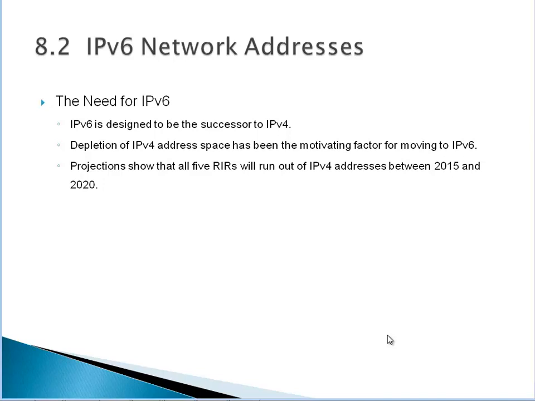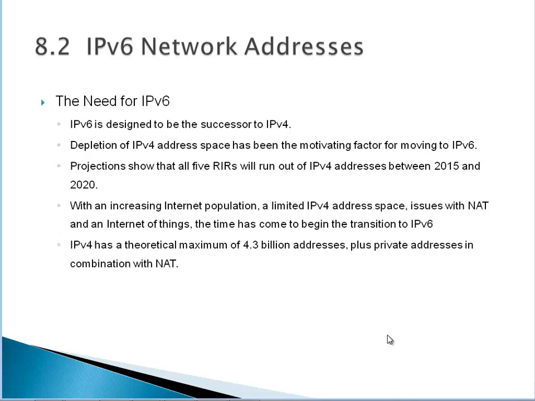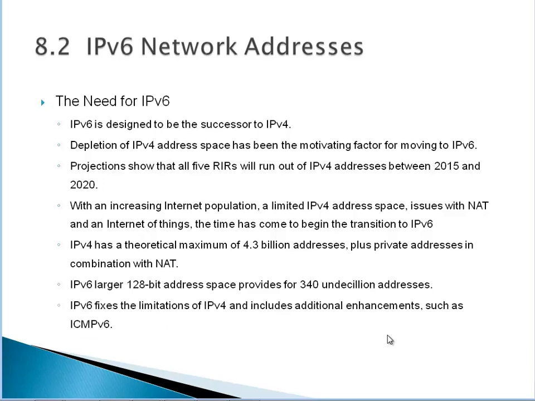Projections show that between 2015 and 2020 we're going to run out of IPv4 addresses, and the reason is the increasing internet population. With IPv4 we can have 4.3 billion addresses, and including the private addresses that will increase the numbers a little bit. But with IPv6, because it's using 128 bits, we can have 340 decillion addresses. That's a lot of addresses. IPv6 also fixes some of the limitations, for example, including enhancements in ICMPv6.